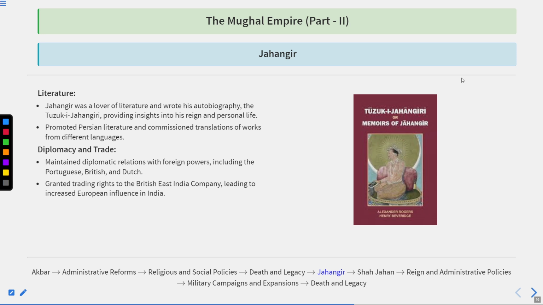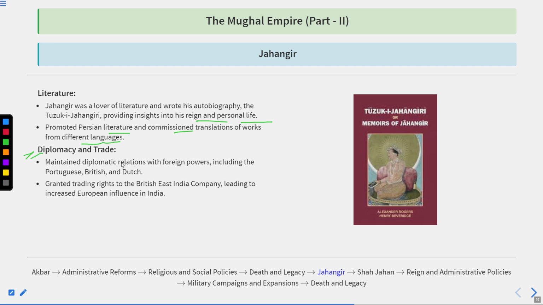Literature. Jahangir was a lover of literature and wrote his autobiography, Tuzuk-e-Jahangiri, which provides insight into his reign and personal life. According to some historians, this book was written by Mutamad Khan. He promoted Persian literature and commissioned translations of works from different languages.